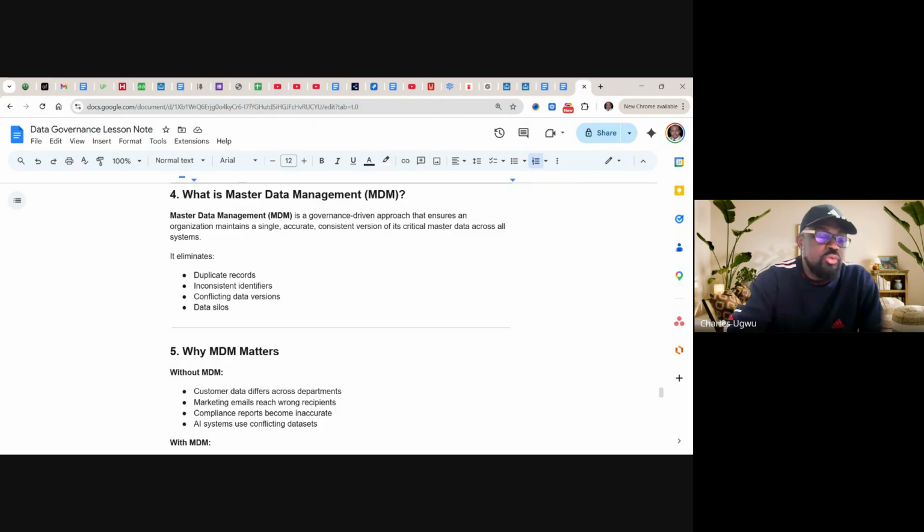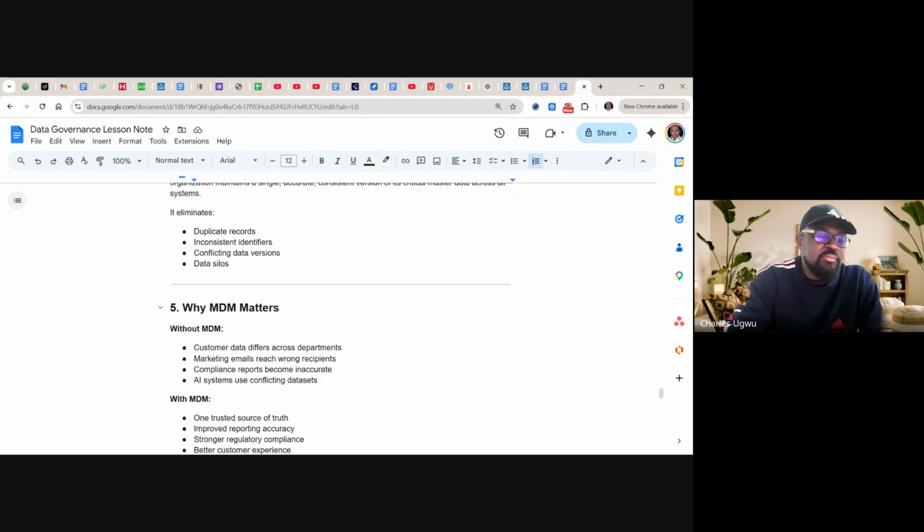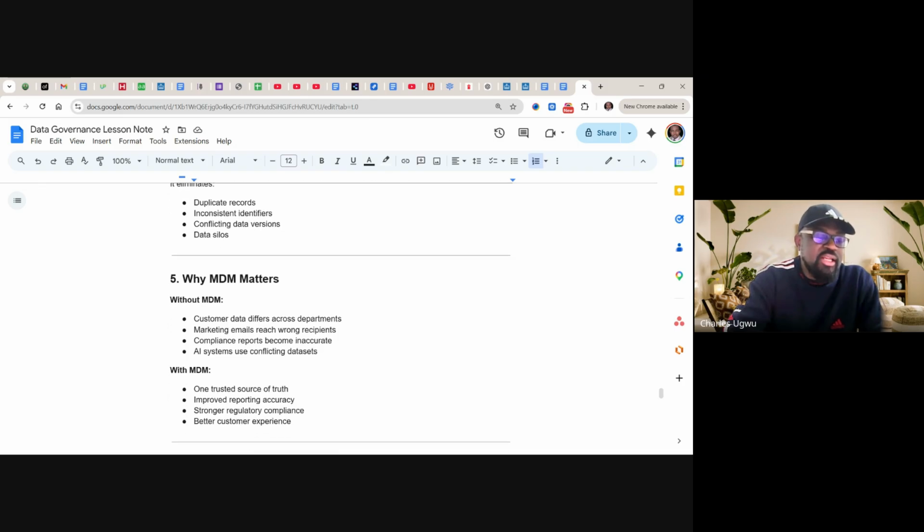So why does it matter? Without master data management, customer data differs across departments, which I've just mentioned. What we have in this department might be different from what they have in the other department, and it's not going to work. For instance, let's use the NHS, the UK National Health Service hospitals.